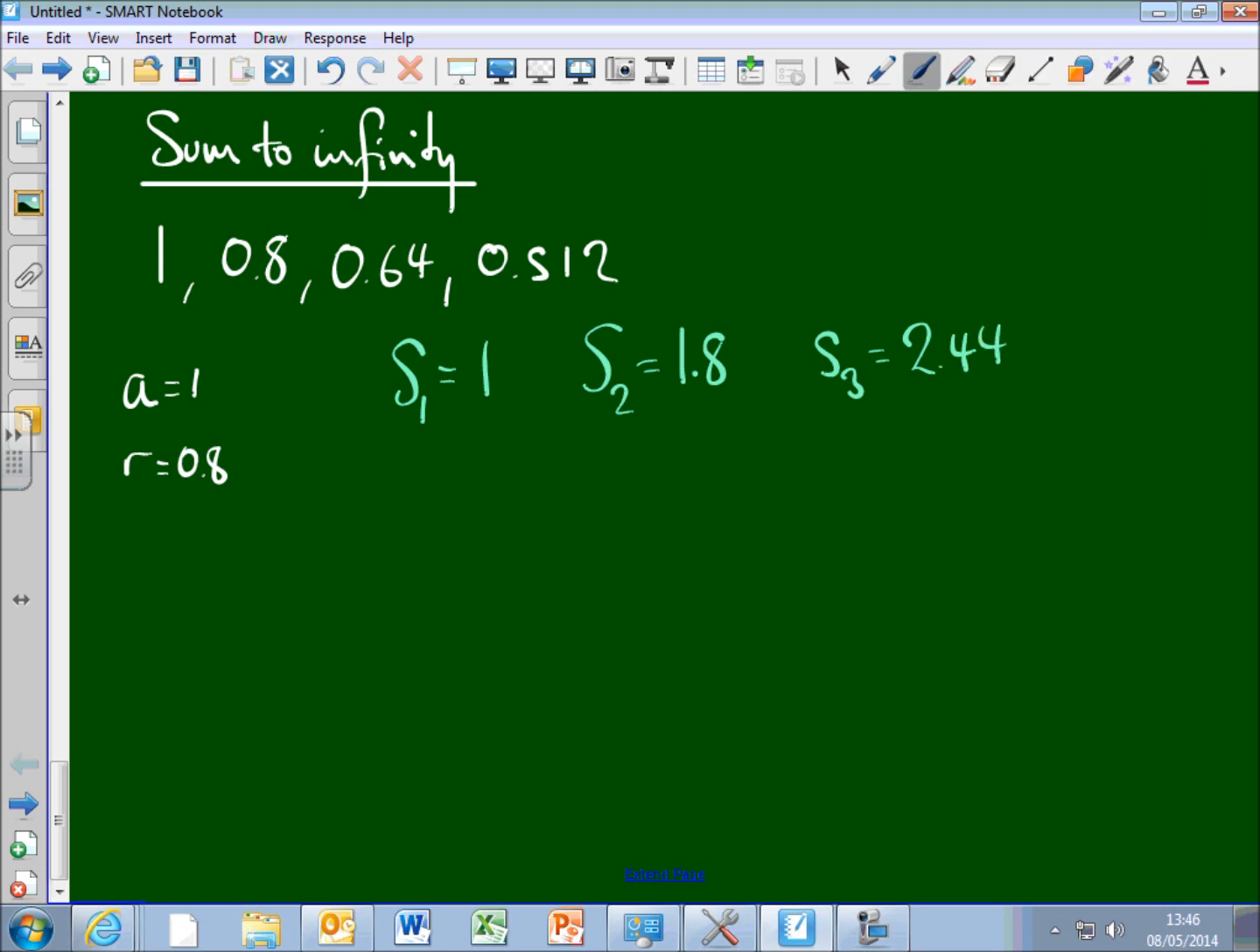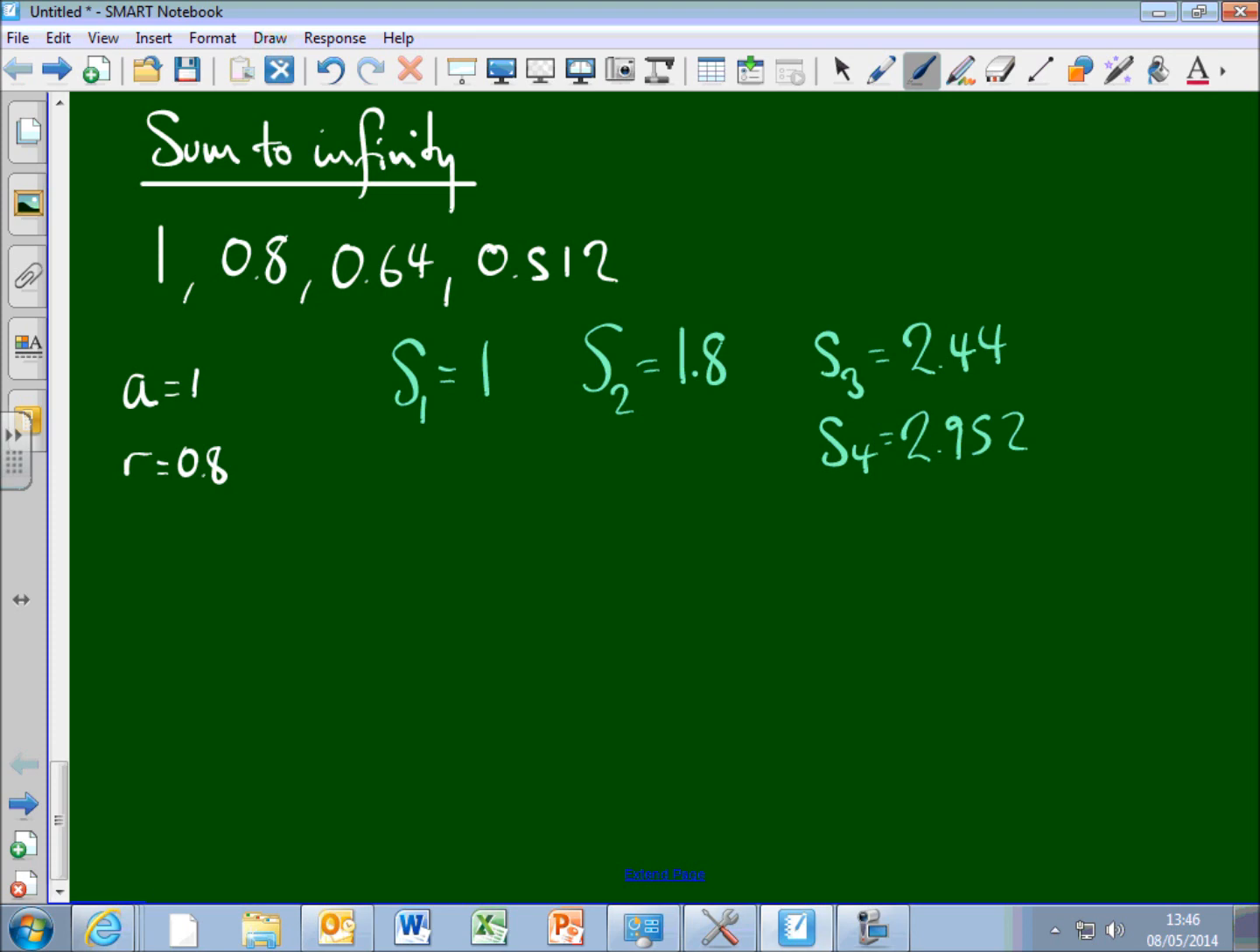Okay? And then the sum of the first 4 terms, let's go to one more. I'm going to add on 0.512 onto that. 2.952. And if I keep going, like the sum of the 5th term, the next thing I add on is even smaller, and the next thing I add on after that is even smaller, and the next thing I add on after that is even smaller.